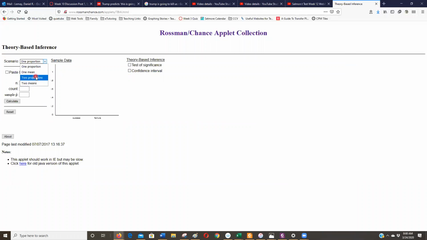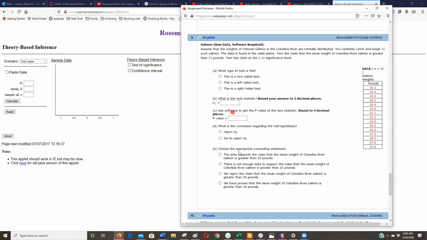One thing I ought to do before I go much further, I always got to do this. So I did the condition check. Now I want to come back here and decide on HA. That's always an important thing to do before you do anything else. They're trying to see if the mean, what's the claim? The claim is that the mean weight is greater than 25 pounds. So H0 is the mean is equal to 25 pounds, and H1 or HA, being the claim, is that it's greater than 25. So I'm going to call this the claim.